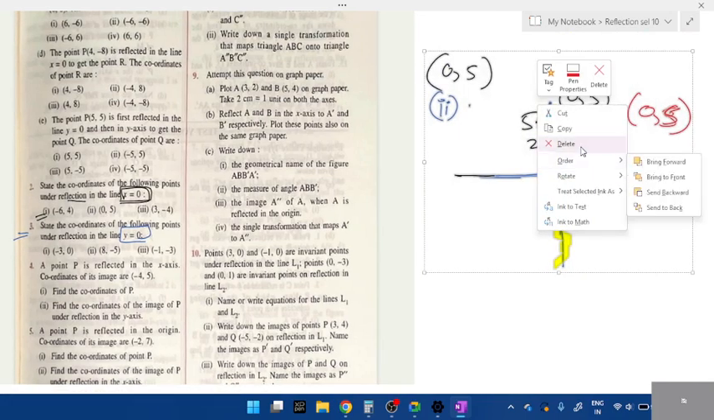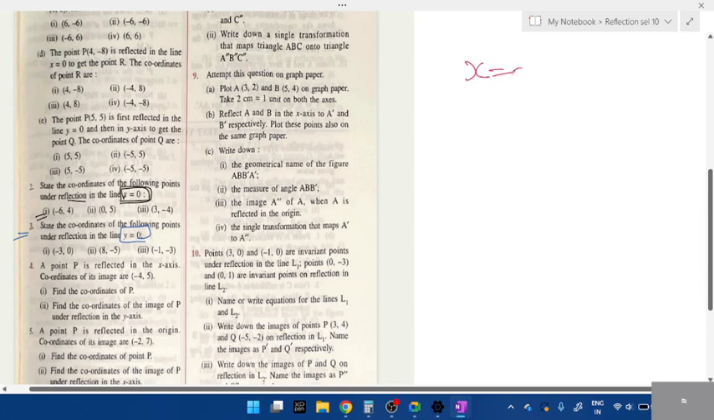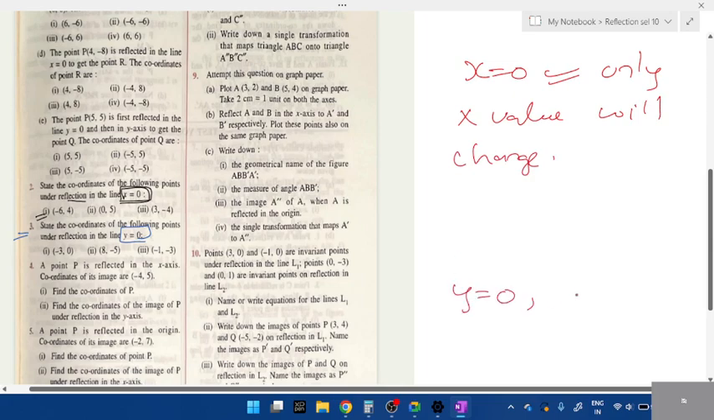I'll teach you the direct method now. Whenever they tell x is equal to 0, remember only the x value will change. Value in the sense of sign. When they tell y is equal to 0, which value will change here? Which sign will change? Yes, only the y sign will change. Value in the sense of number will be the same. Only the y sign will change.